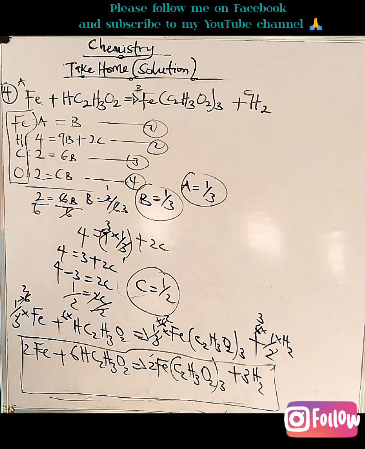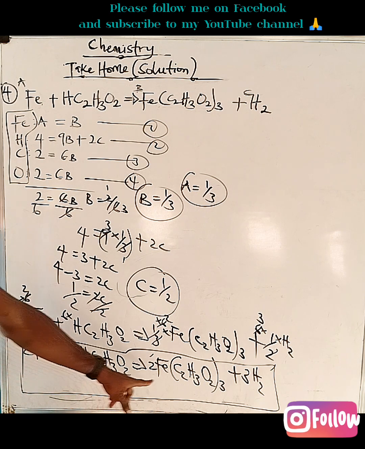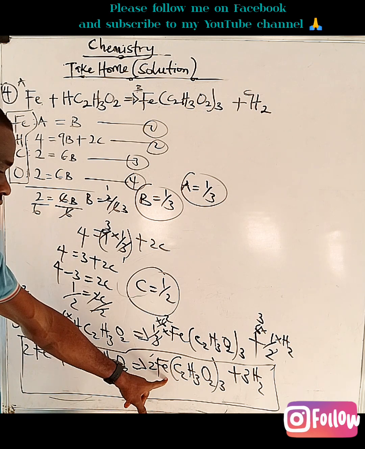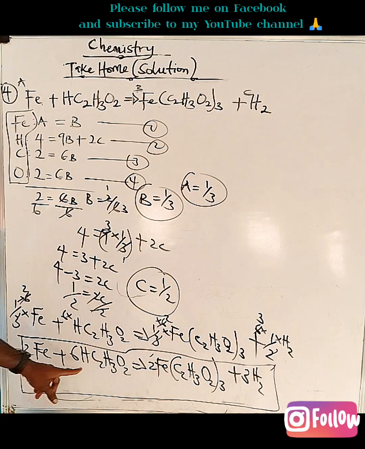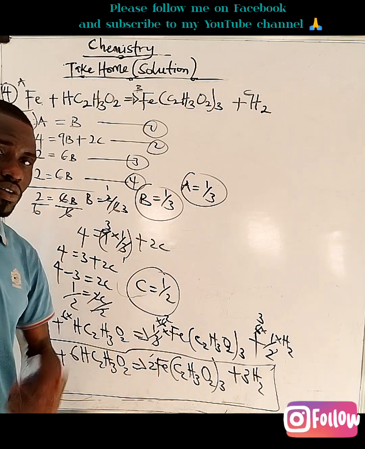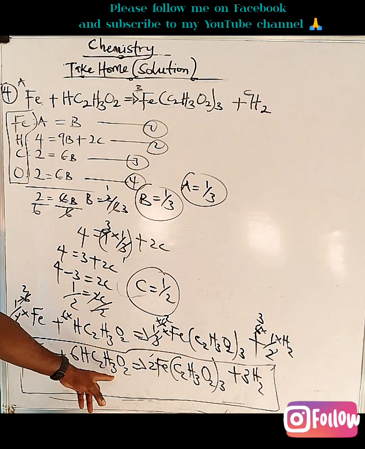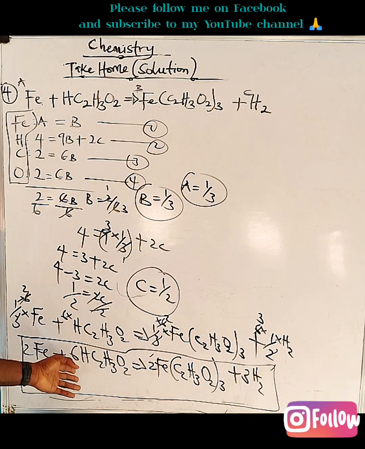So let's see if this equation is balanced. Iron, we have 2 atoms of iron on the reactant end and 2 atoms of iron also on the product end. Now for the hydrogen, we have 6 atoms of HC2H3O2, and there are 4 atoms of hydrogen in each. The 6 affects everything, so 4 times 6 is 24 atoms of hydrogen.